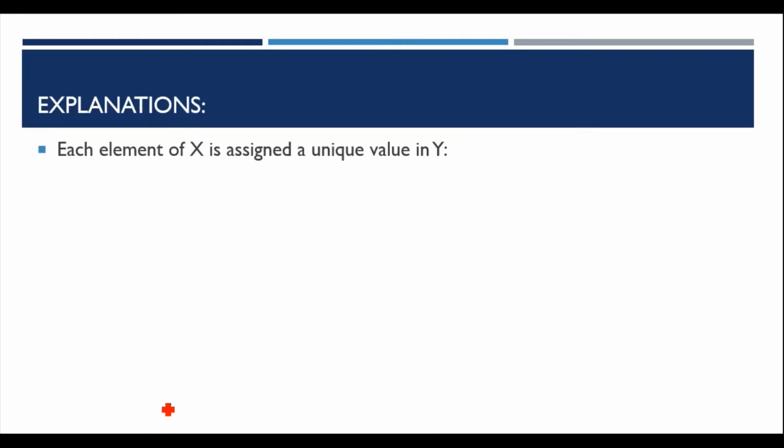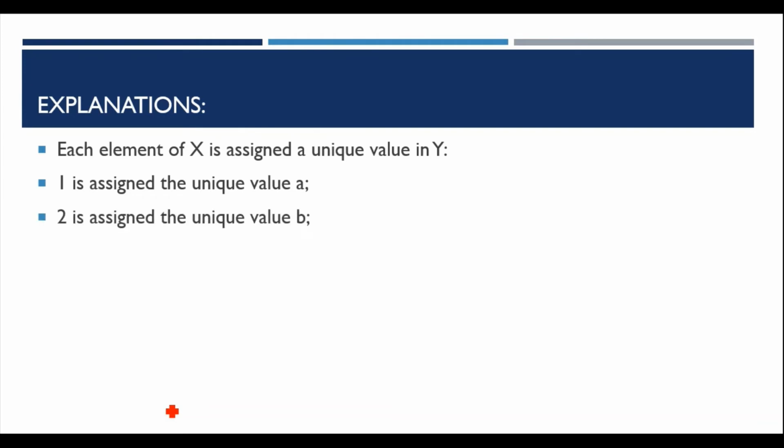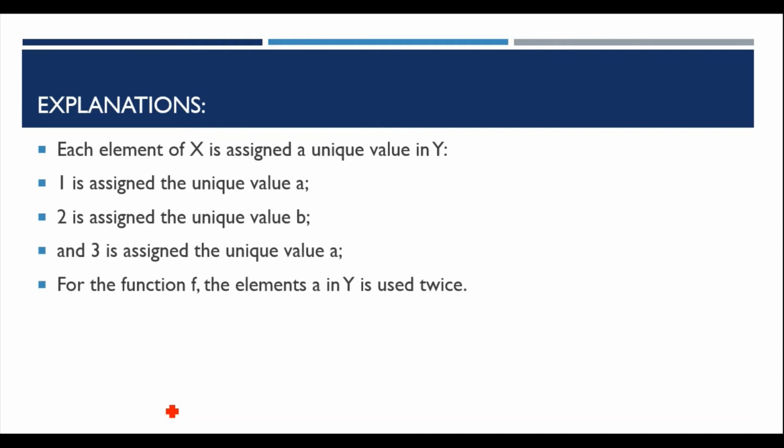Okay, now we have here the explanations. Each element of x is assigned a unique value in y, right? Okay, so it's a unique value. We have 1a, the other one is 2b, and the other one is 3a. So there is no duplication there. Another, 1 is assigned the unique value of A, 2 is assigned the unique value of B, and 3 is assigned the unique value of A. For the function f, the element A in Y is used twice, okay, as you have noticed. So twice, okay, we have 1A and we have 3A.